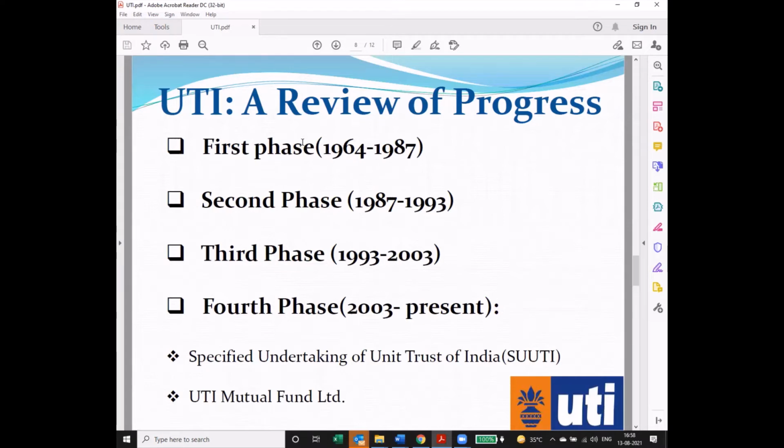And the fourth phase, as I said, in 2003, the board got reconstituted. They had a look at the entire management and structure, the constitution of UTI, and made some recommendations. Those recommendations were implemented, and then UTI Mutual Fund Limited and the Specified Undertaking of UTI, SUUTI, were created. These are the two companies that got created under Unit Trust of India.